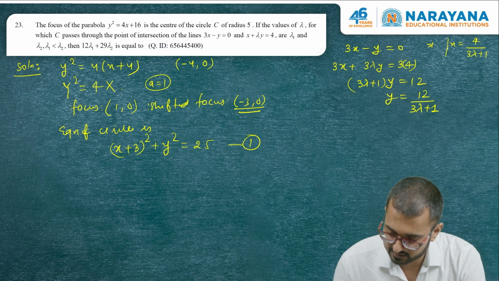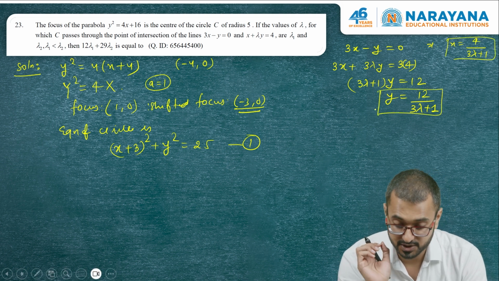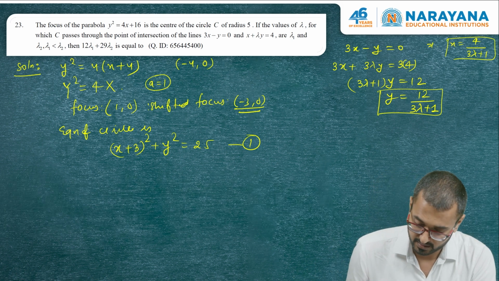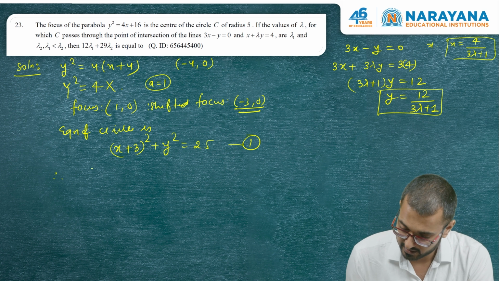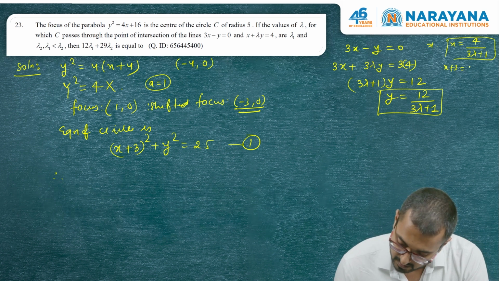4 upon 3 lambda plus 1. So we got our x and y. Now this is the point of intersection. They are saying that my circle passes through the intersection of these two. So for the intersection, just plug in the value there. So x plus 3 will become 4 by 3 lambda plus 1 plus 3, which will give you 9 lambda plus 7.